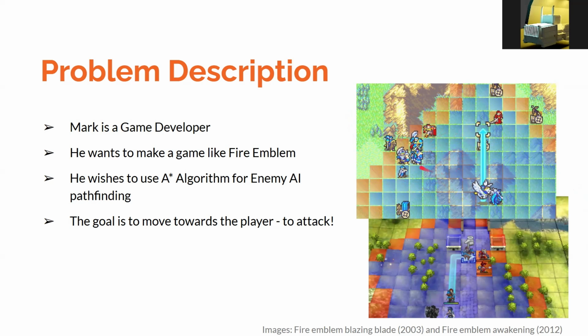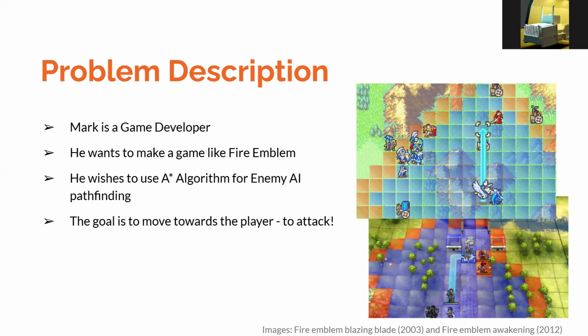And the problem that comes up in this case is, while you are able to click on your characters and move them, how are the enemies able to do the exact same? For this, we look into pathfinding. Mark wanted to make use of the A-star algorithm. A-star is a fast and powerful pathfinding algorithm, so it's applicable in this case.